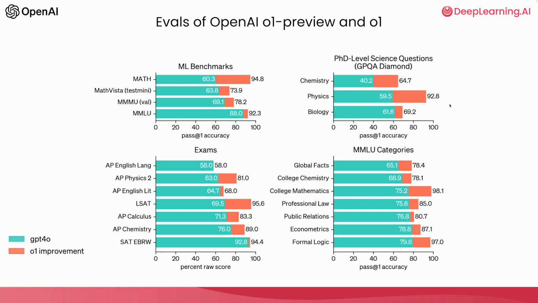This carries on to other families of benchmarks. For example, math, where we see a giant 30% improvement from O1 over 4o. Science, 20 to 30-odd percent improvements. A variety of different exams, most impressive one here being the LSAT at almost 30% improvement. And lastly, the MMLU categories, where there was improvement across the board, with the highest scoring being a 98.1% on college mathematics, which is super impressive and a massive improvement over the previous family of GPT-4o models.